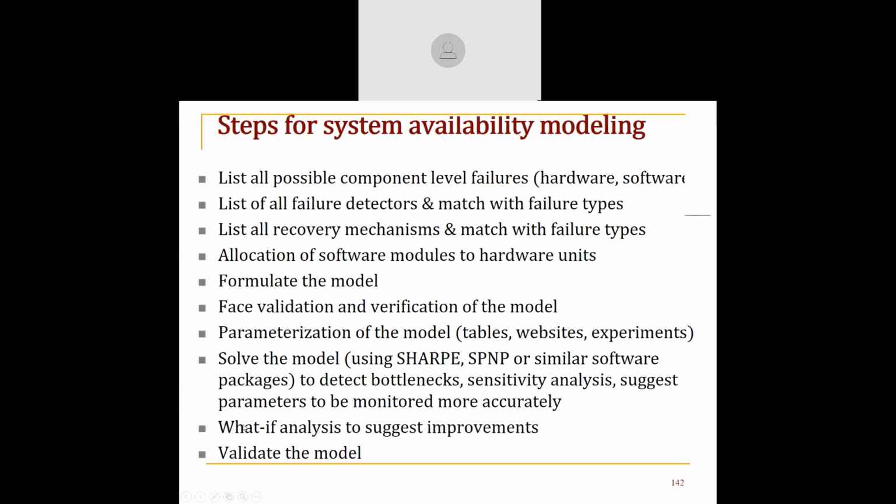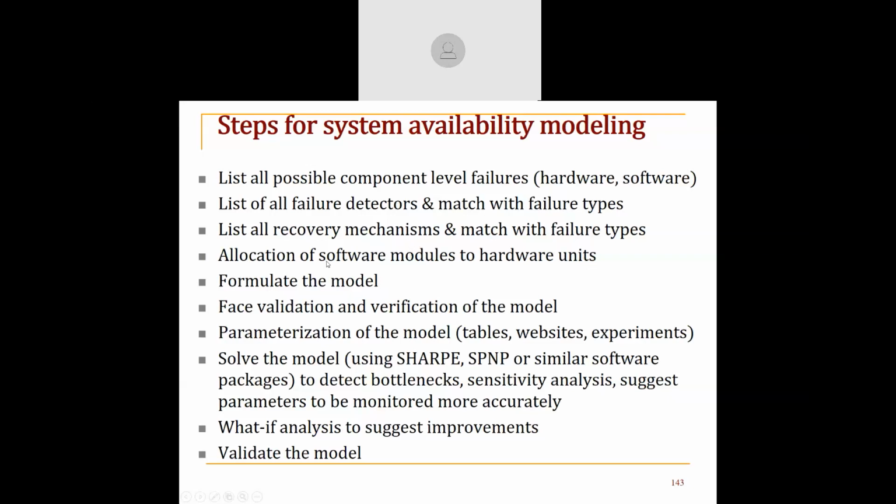So to summarize what we have done so far, steps for system availability or reliability modeling is: list all possible component level failures, hardware, software; list all failure detectors and match with the failure types. You can go back and see each of these steps in the case of SIP application server. List all recovery mechanisms and match with the failure types. Allocations of software modules to hardware units.